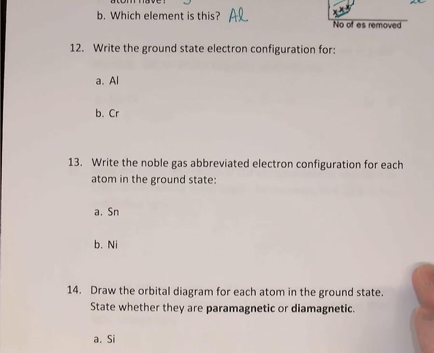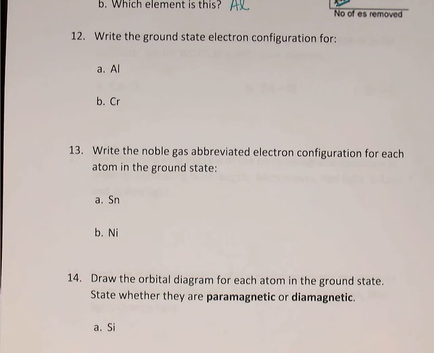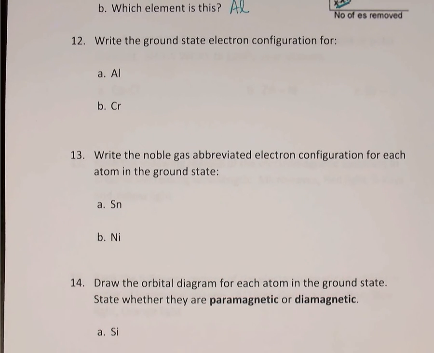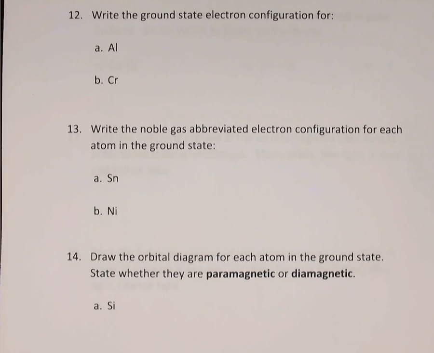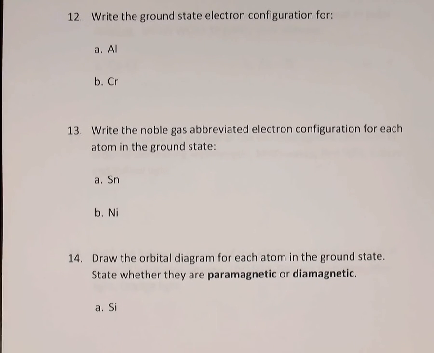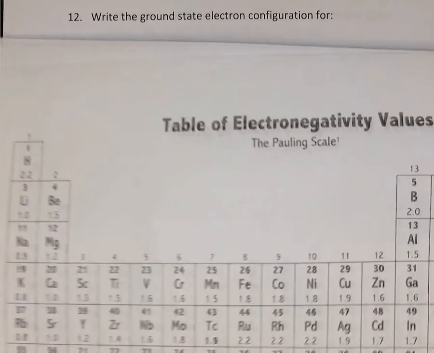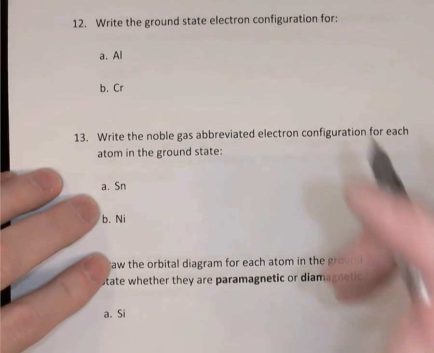Alright, pause the video now and see if you can do some electron configurations, noble gas configurations, orbital diagrams as well. So the ground state electron configuration. You might want to have a periodic table with you when you do this. Okay, I'll just write it out here.